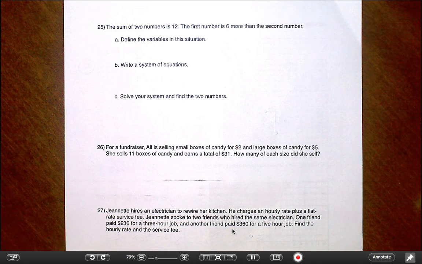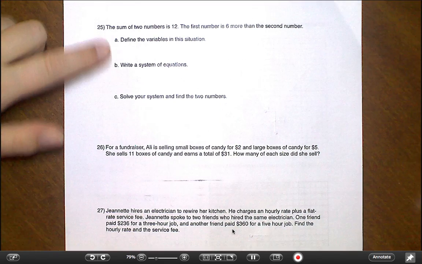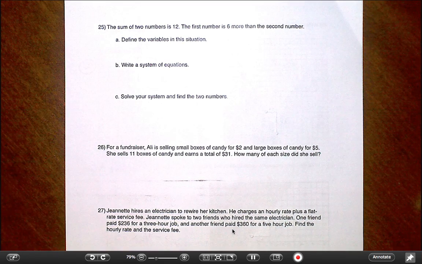26, 27, 28 kind of just throw you in and say figure it out. But really you should be doing these three steps with all of these. So the first one, define the variables in this situation. The sum of two numbers is 12. The first number is 6 more than the second number.